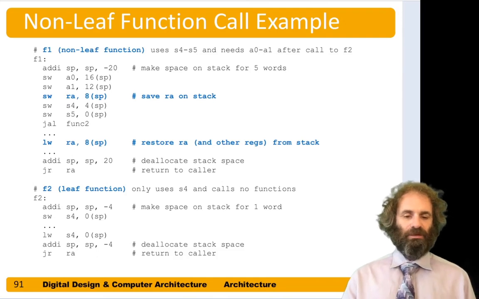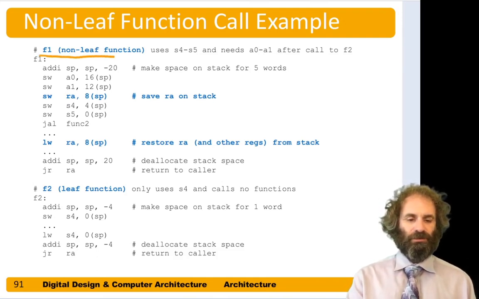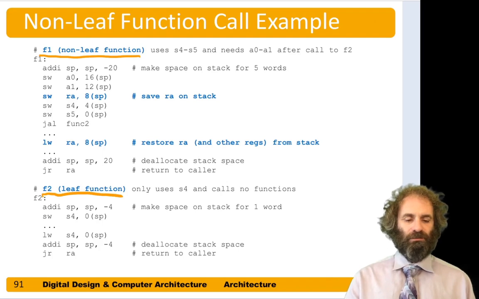Here's an example of a somewhat more complicated pair of functions, f1 and f2. Let's say f1 is a non-leaf function because it calls f2. f2 is called a leaf function because it doesn't call anything. Say f1 uses s4 and s5, and it also needs a0 and a1 after it comes back from its call to f2.